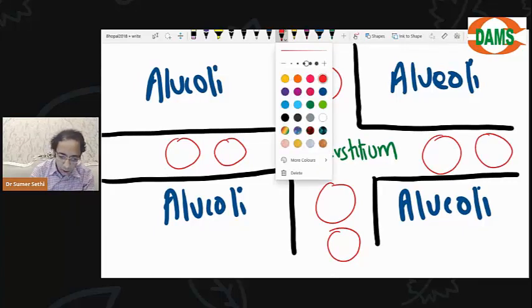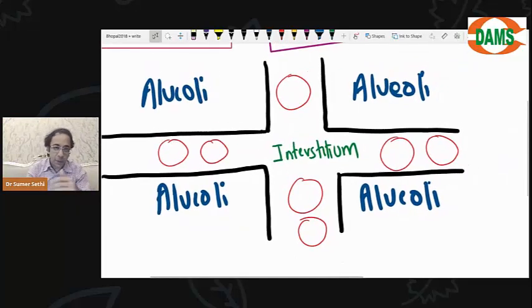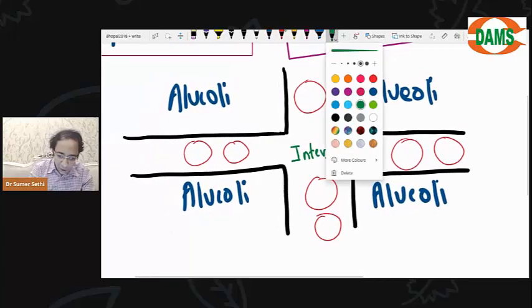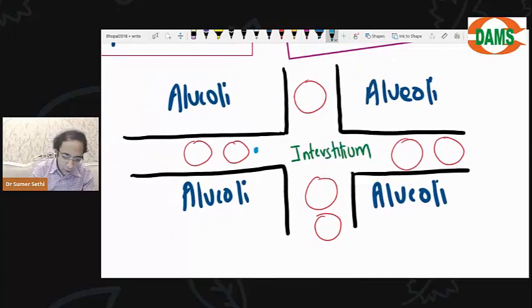Can anybody tell me what is happening between the capillaries and the alveoli? Blood gas exchange is happening. Oxygen is going into the blood and carbon dioxide is going to the alveoli. And in addition to this, in the interstitium, you also always have lymphatics.